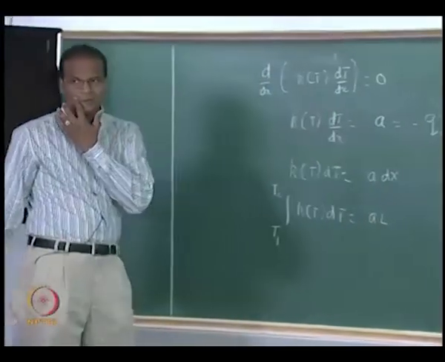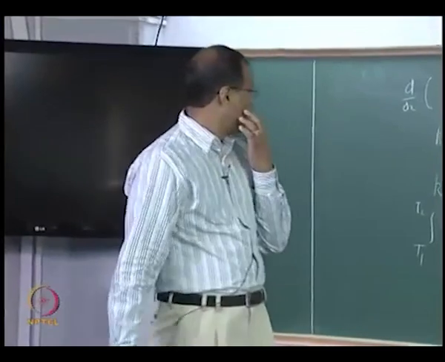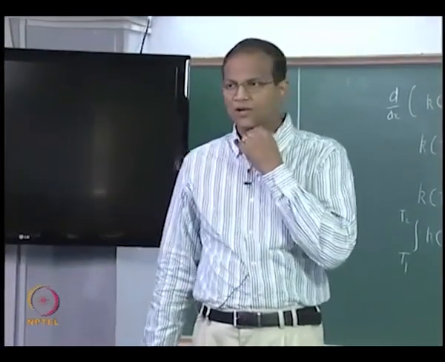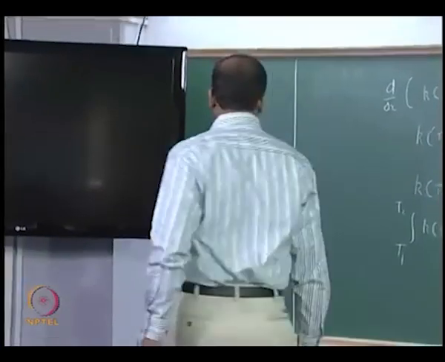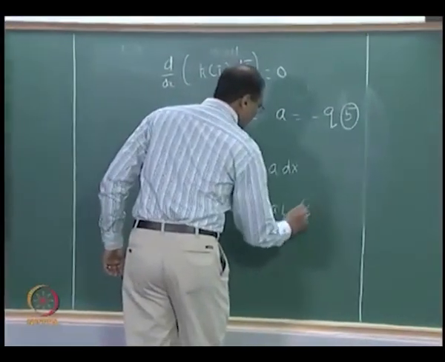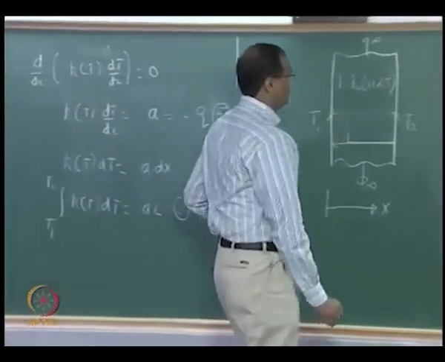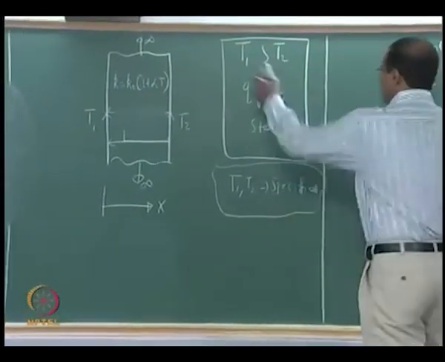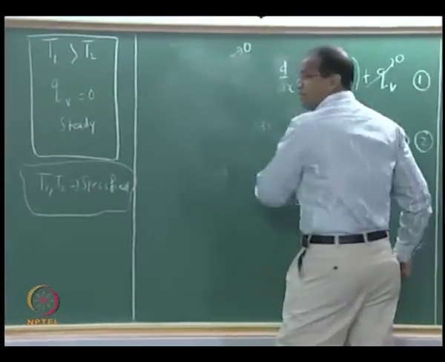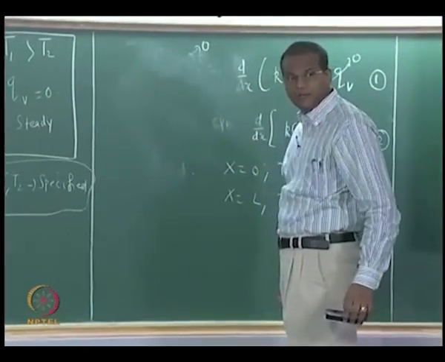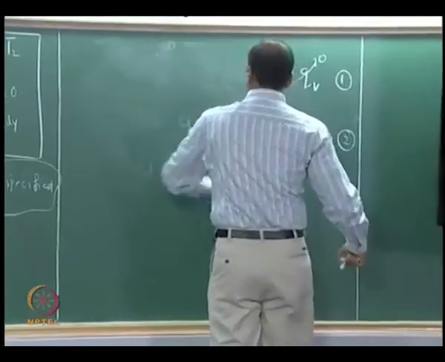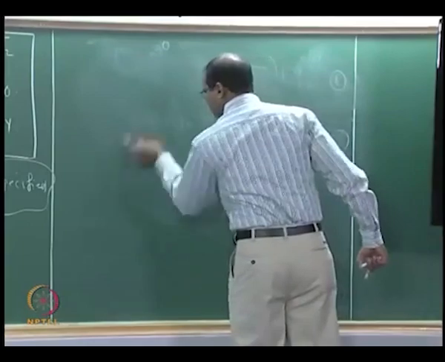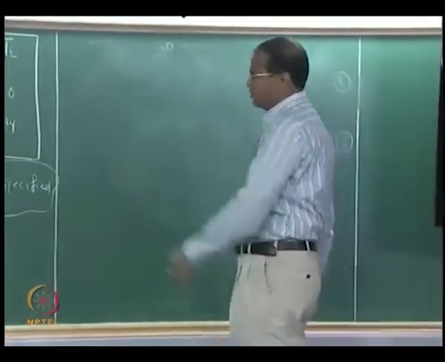Is that correct? A is a constant, integral dx from 0 to L is L, is that okay? People who came late, you noticed we are doing this problem. That is, thermal conductivity is varying with temperature, that is the problem we are solving. I am proceeding from 6.